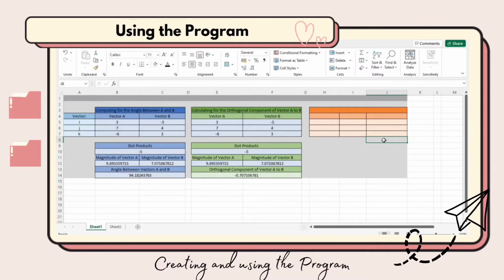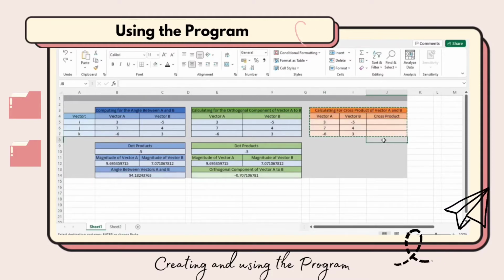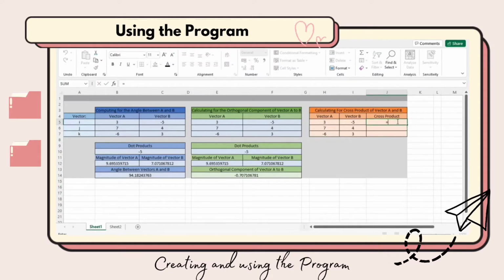We are going to use here again the vectors A and B. To get the cross product of I, multiply AYJ to BZK, then minus the product of AZK and BYJ. In Excel, you can just type equals, multiply this to this, minus this.